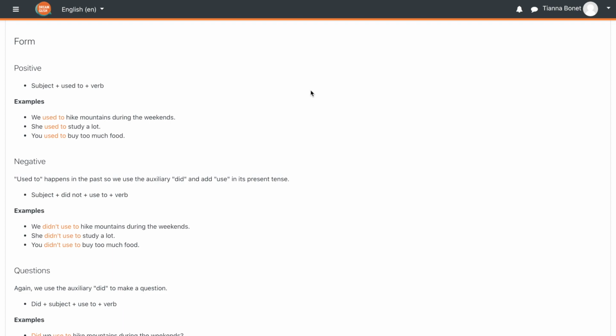Negative sentences. Used to happens in the past, so we use the auxiliary did and add use in its present tense. Subject plus did not plus used to plus verb. Examples: we didn't used to hike mountains during the weekends. She didn't used to study a lot. You didn't used to buy too much food.